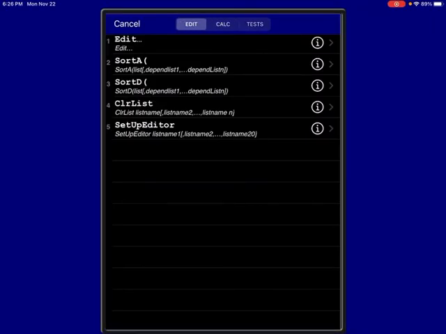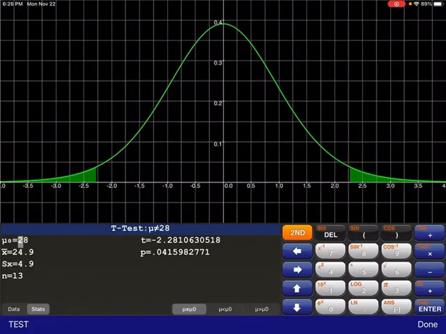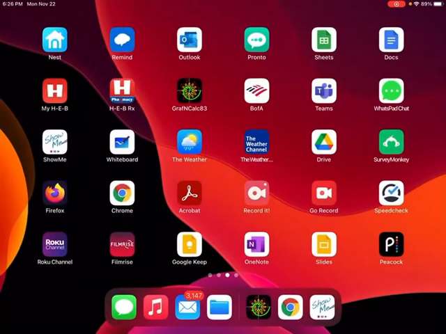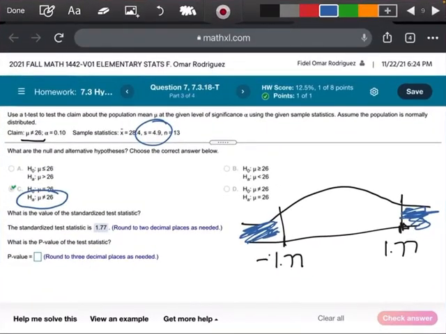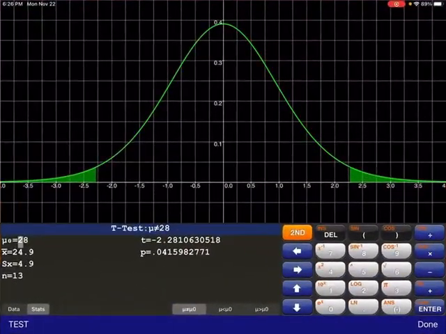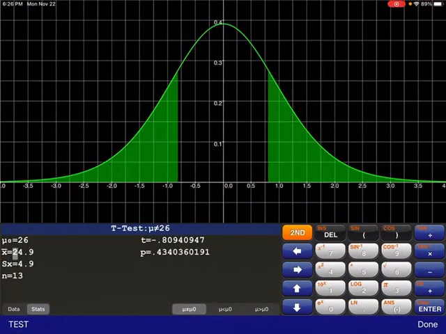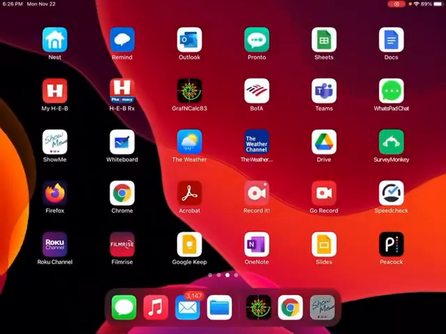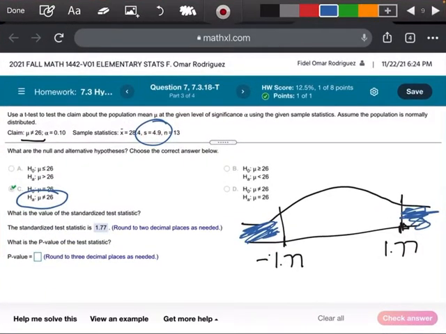I'm going to grab my calculator app right here. I'm going to go to Stat, and I'm going to go to Tests, and I'm going to do the t-test, okay? So remember, we have a value of mu. So my value of mu in this case was, let's see, what was mu? 26. So I'm going to put 26 right here.